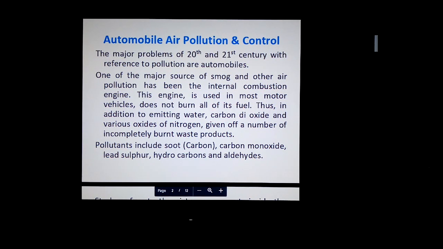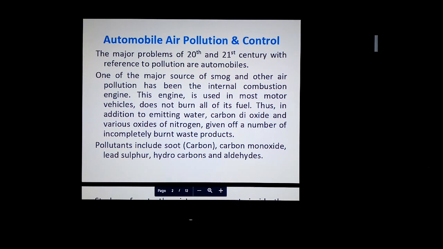The major problems of the 20th and 21st century with reference to pollution are automobiles. So many automobiles, children. Nowadays you see in Marthahalli area, if you go, it takes minimum 1.5 hours, 2 hours to come out of that area to reach Majestic station. So many vehicles are there.